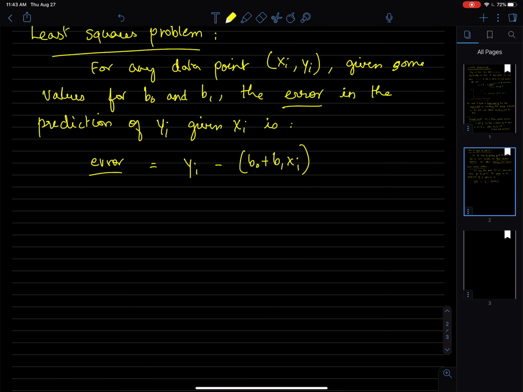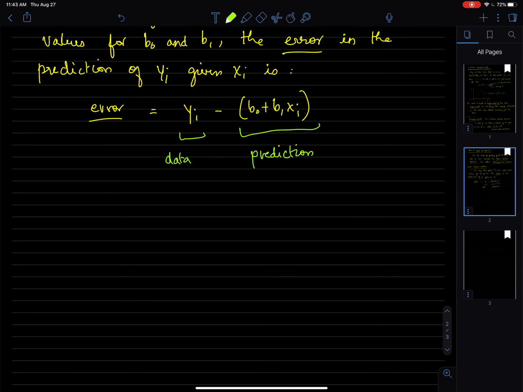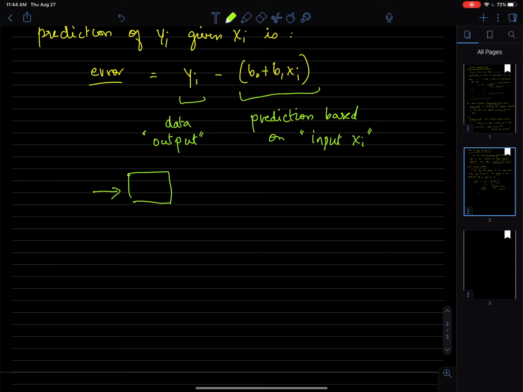Okay, so of course this is the data, this is the prediction. You can call this data output, and this is prediction based on input xi. So we're imagining some black box that produces yi given xi, and we want to know what this function is. We are trying to say this function is approximately equal to b naught plus b1x, and then trying to find what b naught and b1 are. And that's the context in which we have this error. Okay, so this is called prediction error.